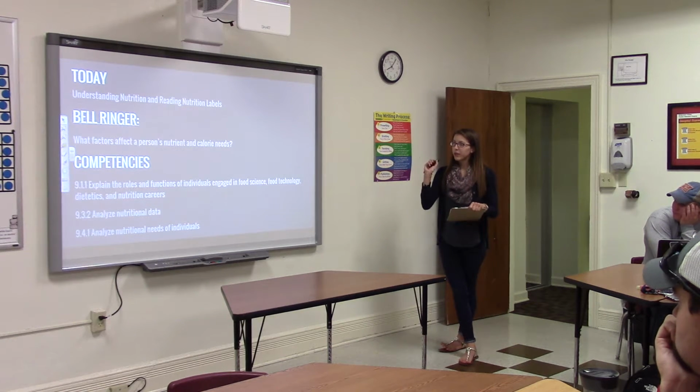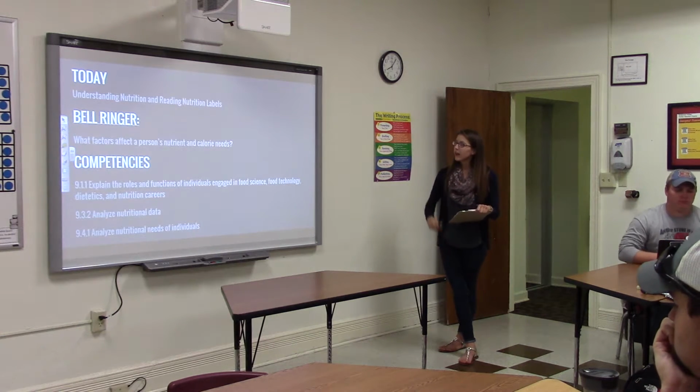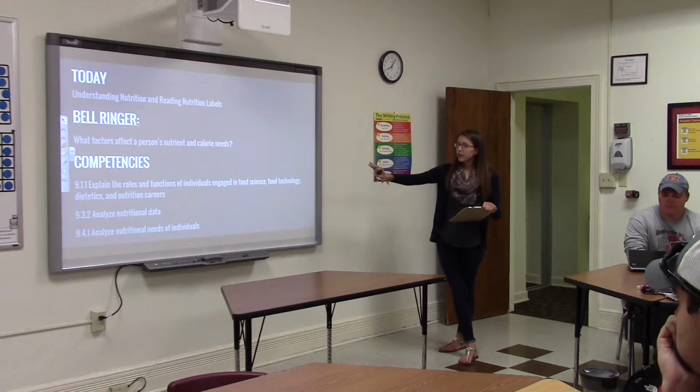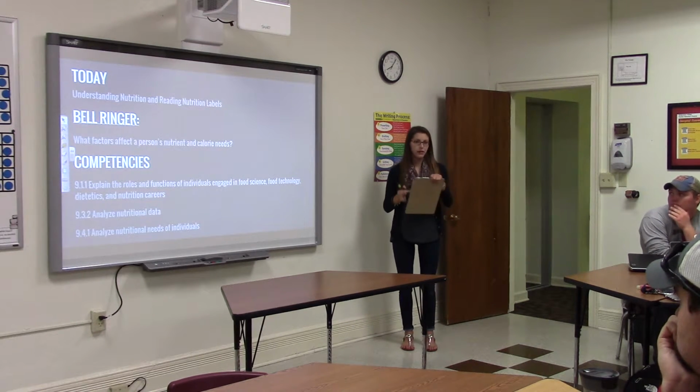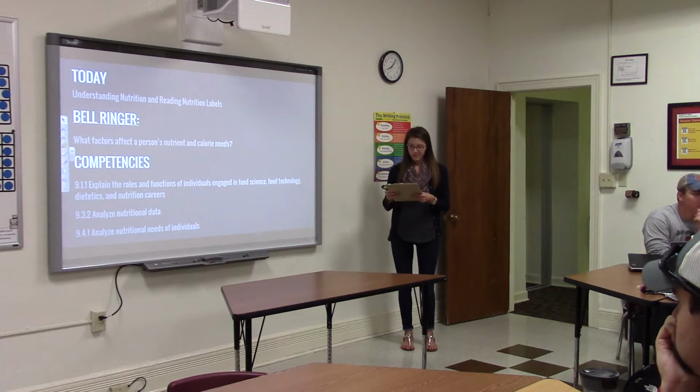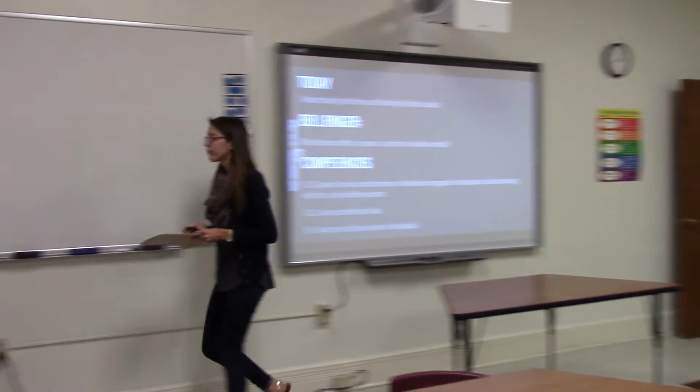And this is your bell ringer. If you can take a couple minutes, maybe like 2 minutes, to answer this with your table mates. And then if you finish that early, you can read over the competencies that we're going to cover today. So start on the bell ringer. Okay. What factors affect a person's nutrient and caloric needs?